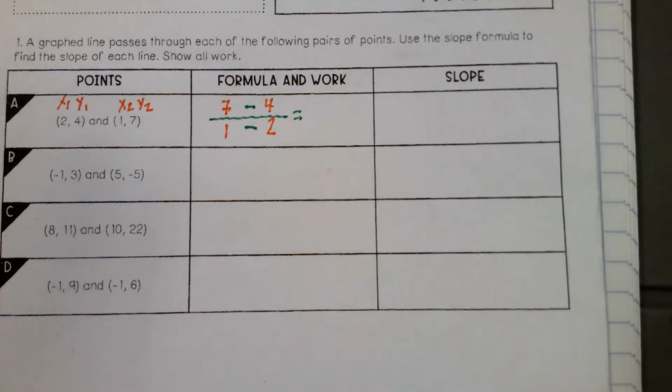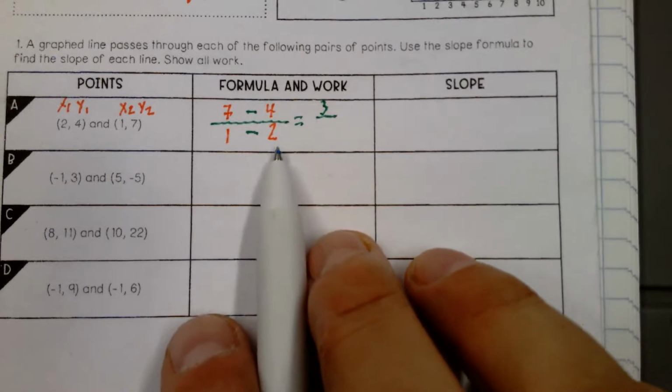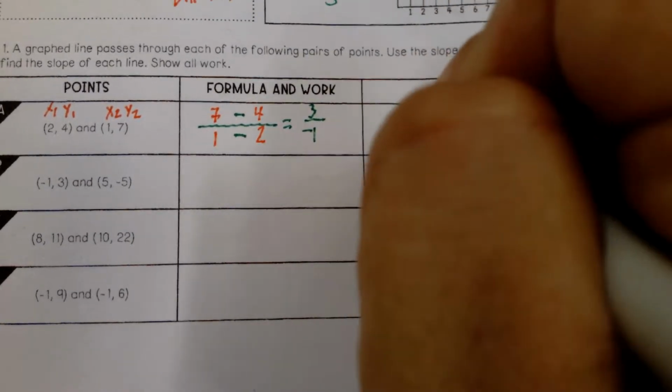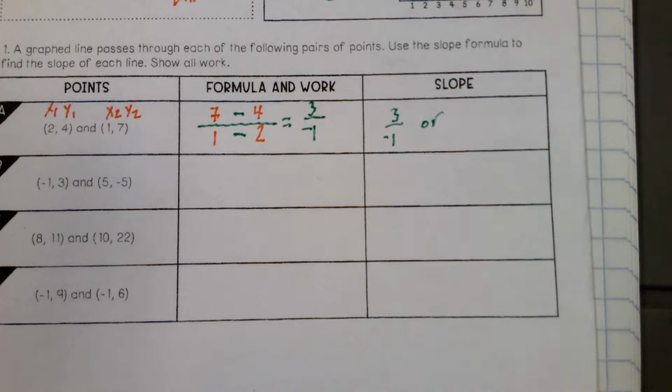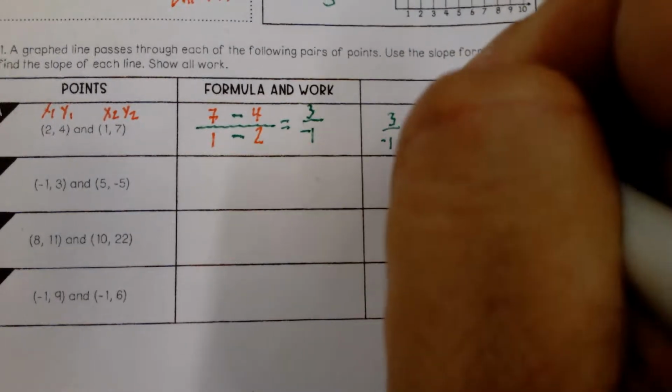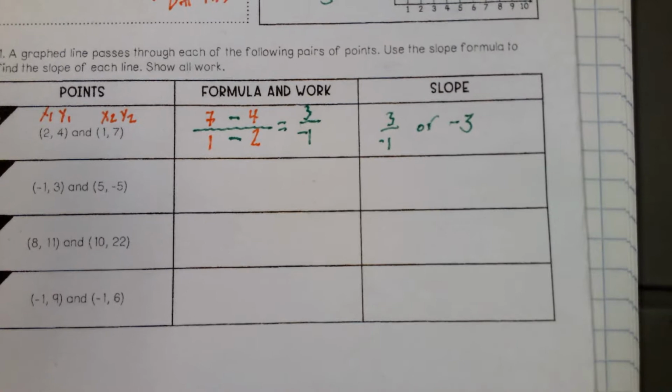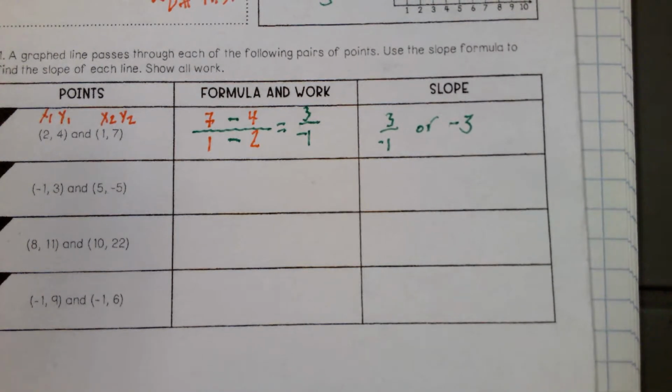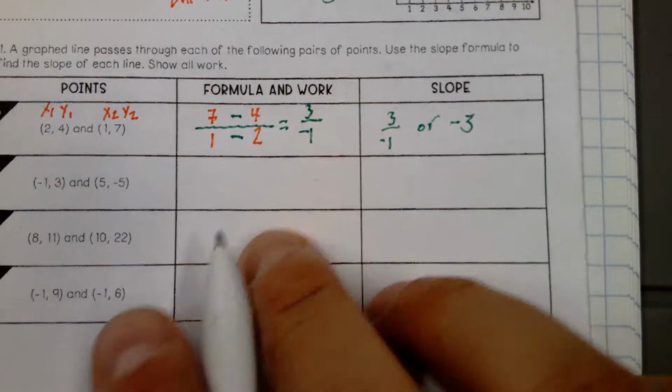Okay, let's work out what we get as an answer. 7 minus 4. That's 3. 1 take away 2. Negative 1. So our answer is either 3 over negative 1, or what happens when you divide 3 by negative 1? So it's either 3 over negative 1 or negative 3. Okay? And that's it. We found the slope. This line would go up 3 and to the left 1. Okay? Let's go on to number 2.